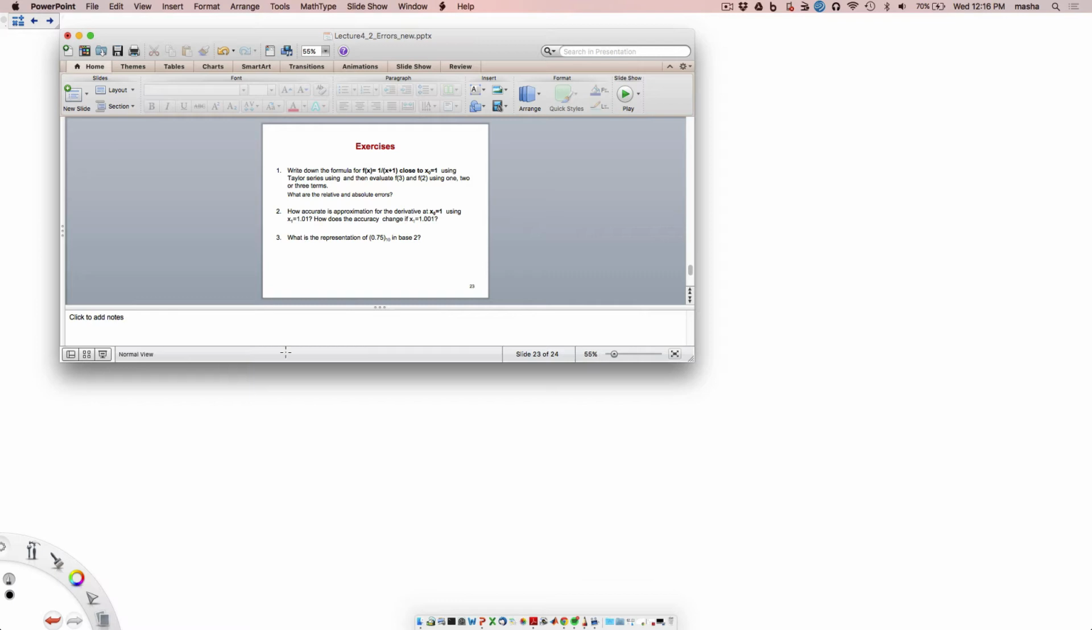So this in base 2 would be, now I'm just going to put a point, 0.11. Same system. Clear?